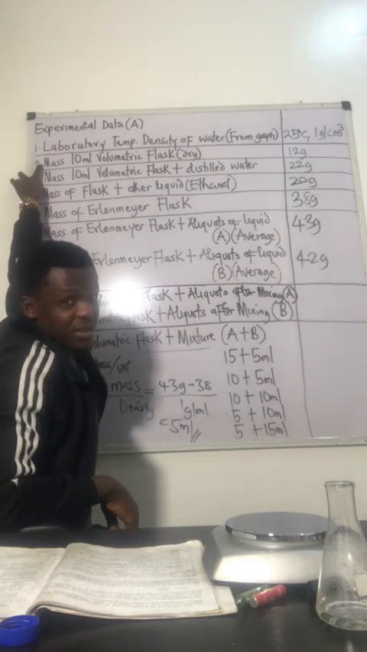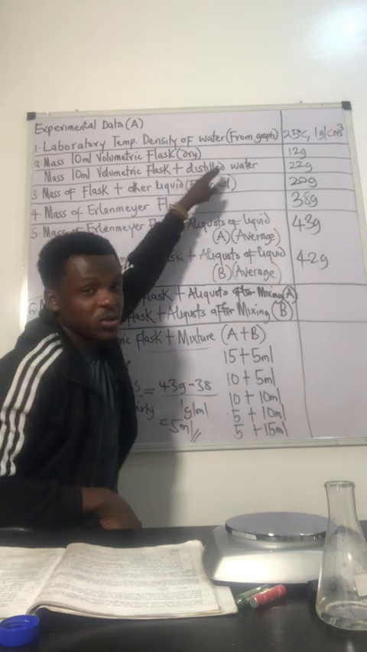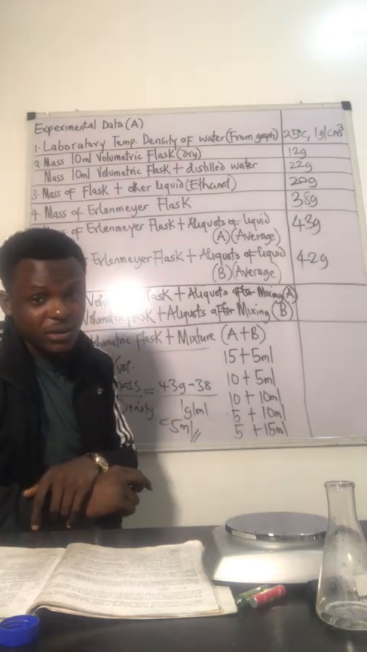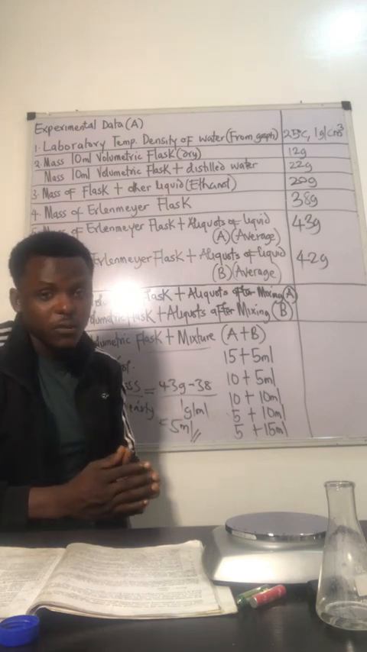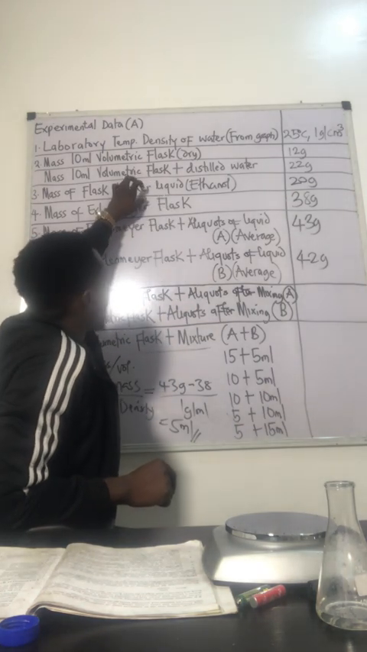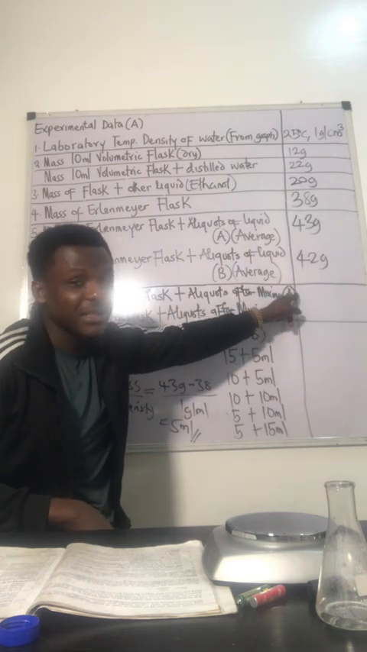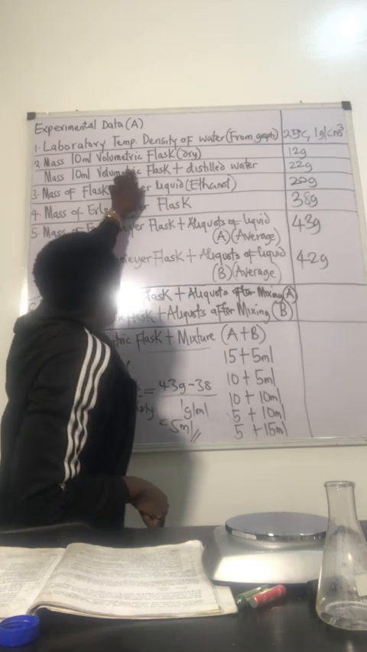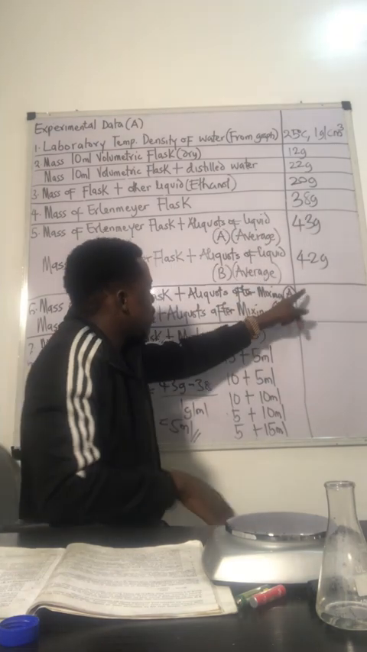2I is the mass of the flask when it is empty, and 2II is the mass of the flask with distilled water. Remember, distilled water is symbolized by A. So anytime you see A, we are referring to water. Anytime you see B, we are referring to ethanol. So what we're simply going to do here is take the answer we got from 2II, that is 22 grams, and record it here as number 6I. I repeat, the answer we got as 2II, 22, we're going to record it here.